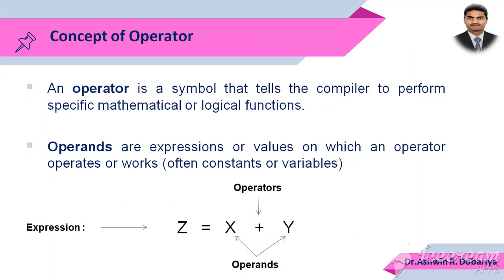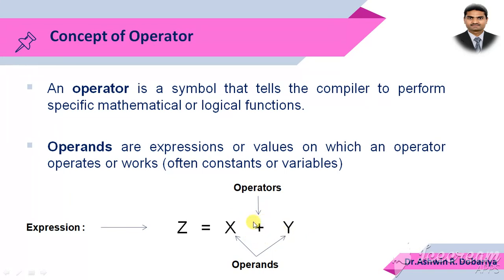First, you should be aware of the concepts of what operators are and what operands are. The operator is a special symbol that tells the compiler to perform a specific mathematical or logical function or operation. Suppose you want to perform addition between two variables, then we use the plus symbol. So plus is an operator which tells the compiler what type of operation you require to perform on these two operands. That is addition.